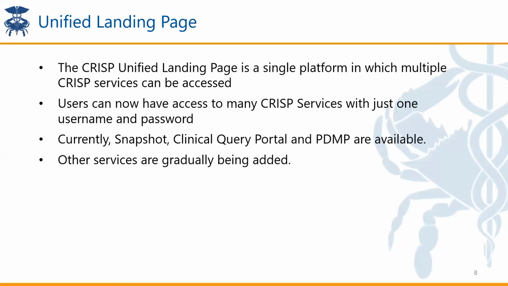So the unified landing page is really meant to be your single access point into CRISP. We're very quickly adding all of our services into the unified landing page, and our goal is to have this be a one-stop shop where you have one username and password, and then you're able to access any CRISP service that you've been credentialed for. Currently we have PDMP, the clinical query portal, and our patient snapshot, which I'll show you. We are very quickly moving towards the other services being added, so keep an eye out for that.